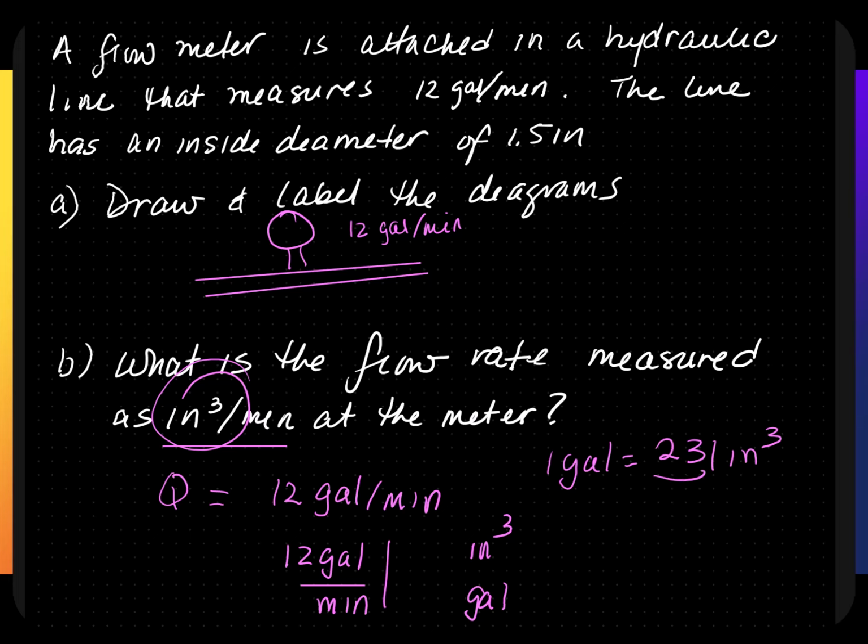So in front of inch cube, we're going to add 231. In front of gallons, we're going to add 1. Gallons will cancel out, and we have the units that we want. Inch cube on top, minutes on bottom. So if I multiply, this is going to be 12 times 231 divided by 1, which gives us 2,772 inch cube per minute.